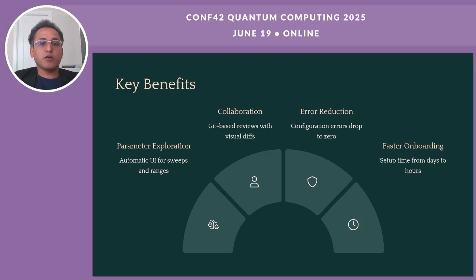This approach unlocks four big benefits. First, parameter exploration becomes safe and structured: no invalid values, no runtime surprises. Second, collaboration improves. Schemas are versioned in Git with pull requests and diffs. Number three, configuration errors go to zero because schema validation runs upfront. Four, onboarding is dramatically faster. New team members don't need to learn your SDKs or internal scripts. They simply open a form and run. You get governance without sacrificing speed.